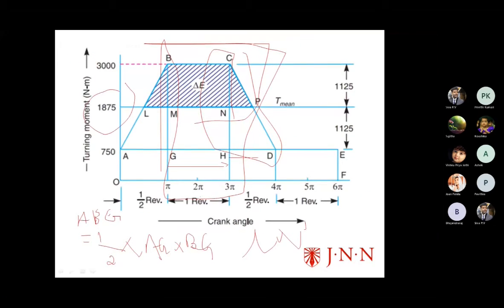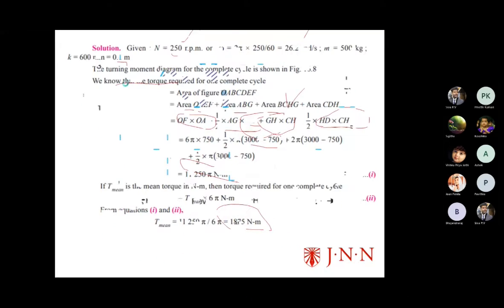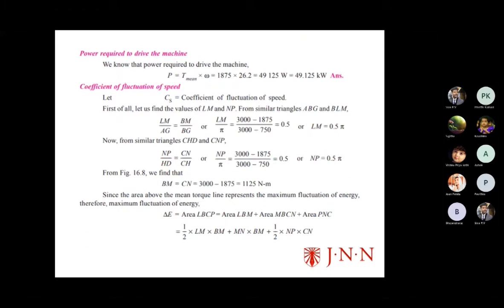From this mean, we are going to find the maximum fluctuation of energy. First, the power required to drive the machine. We know that the power required to drive the machine P equal to T mean into omega. T mean value 1875 into omega value 26.2. So totally P value is 49,125 watt, which in terms of kilowatt is 49.125 kilowatt.